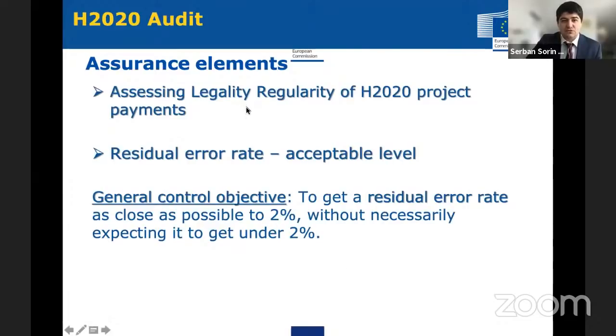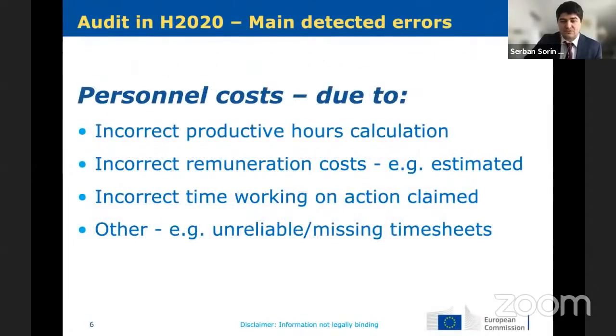So, to give assurance elements by assessing the legality and regularity of Horizon 2020 project payments, and to calculate what we call a residual error rate, and to have it, of course, at an acceptable level. The general control objective of the overall control strategy is to get the residual error rate as close as possible to 2%, without necessarily expecting it to get under 2%. So this is the overall picture of the control strategy.